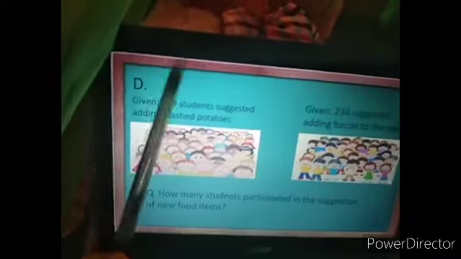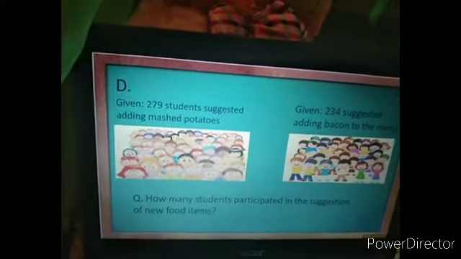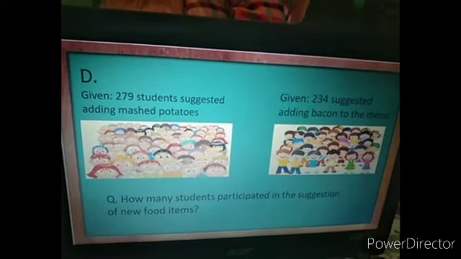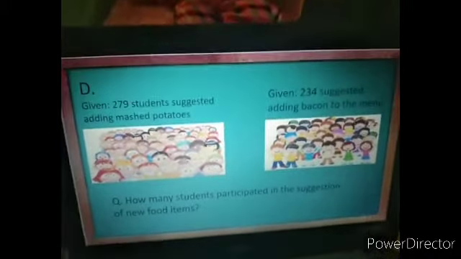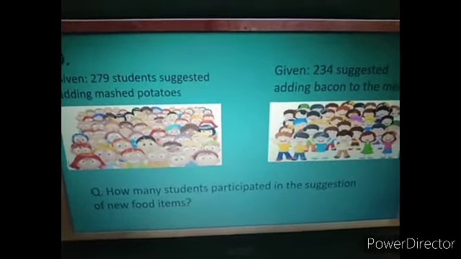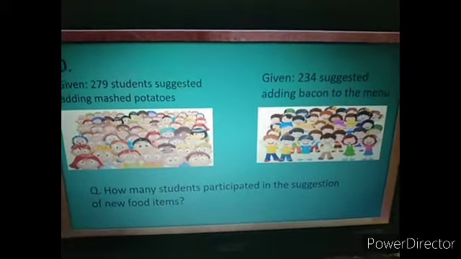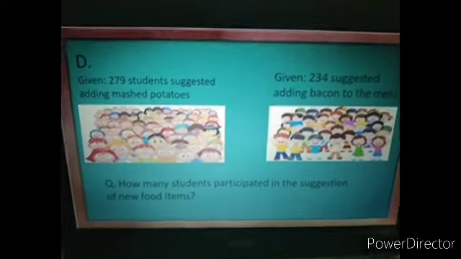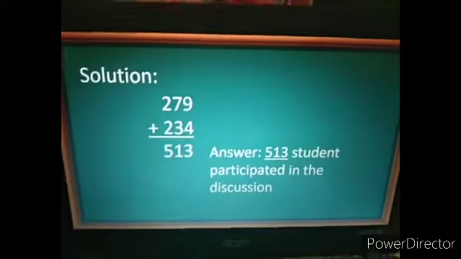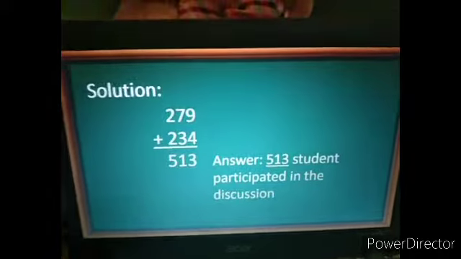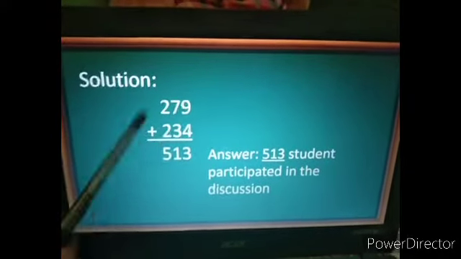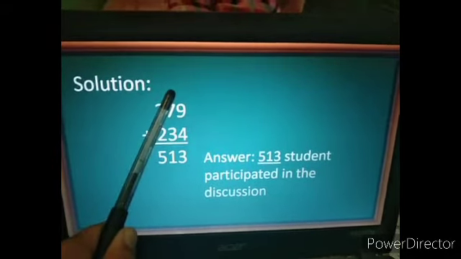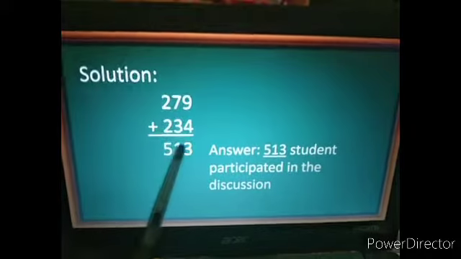Okay, let's proceed to letter D. The given numbers are 279 students who suggested adding mashed potatoes and 235 who suggested adding bacon to the menu. The question is how many students participated in the suggestion of the new food item. So let's add: 279 plus 235. 9 plus 5 is equal to 14.